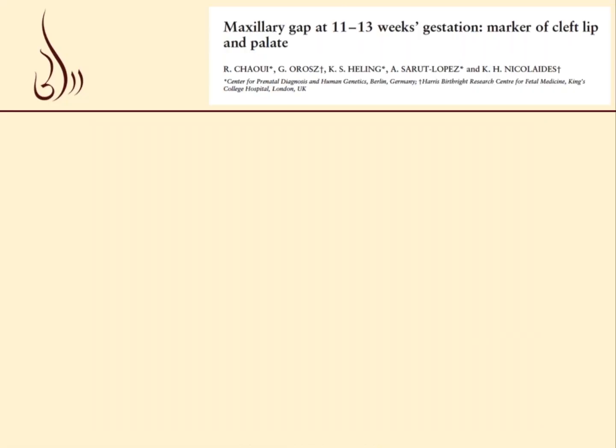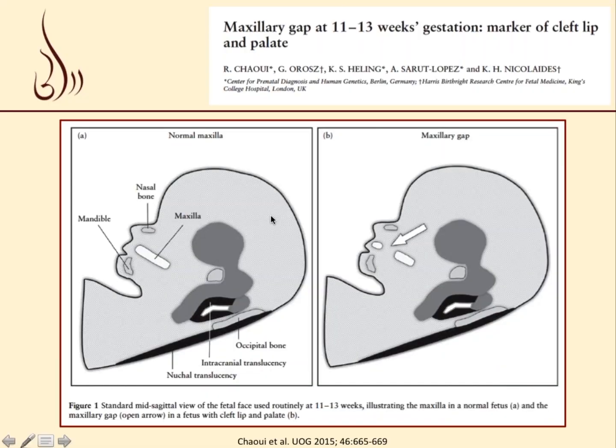And we look at the schematic that they have in their paper. So you can see this is the mid-sagittal view. You have the maxilla, you have the nasal bone and the mandible, and the intracranial translucency, the occipital bone, and the nuchal again. And so this should be very well ossified. However, if there were to be a gap, you should measure the gap, and the upper limit of normal is 1.6 millimeters.